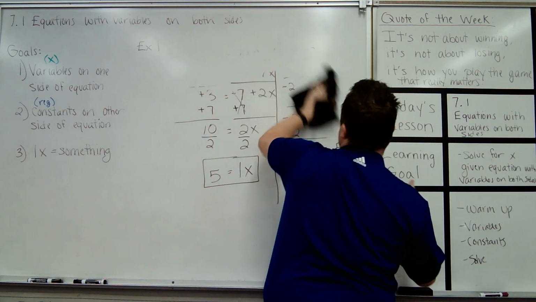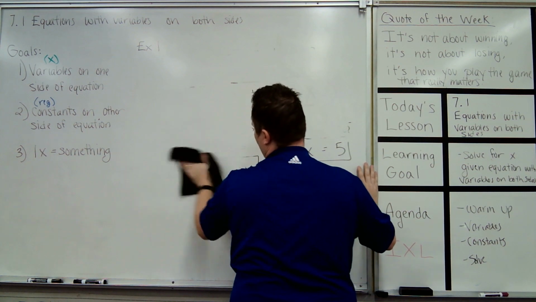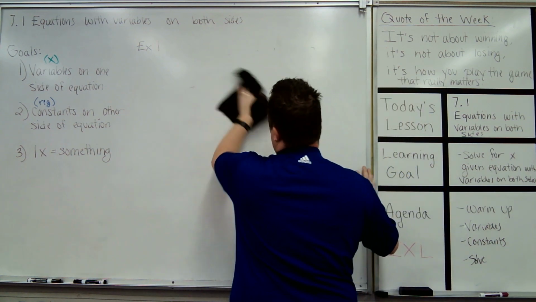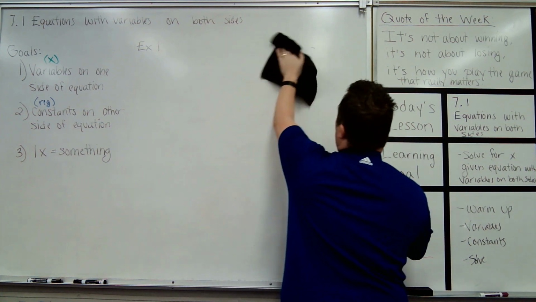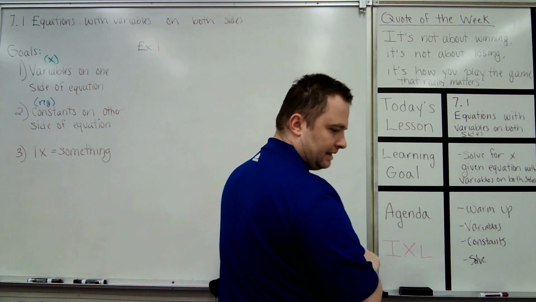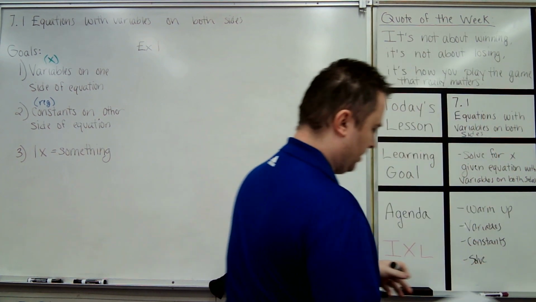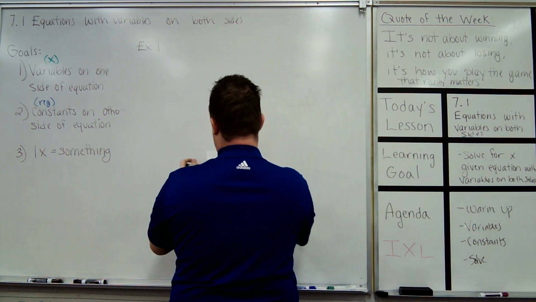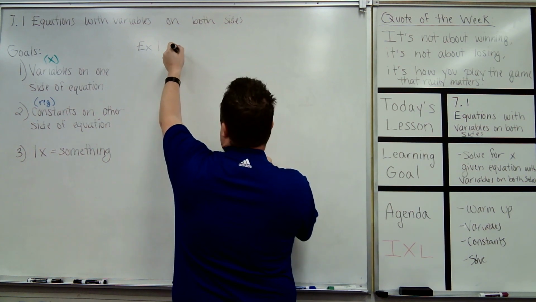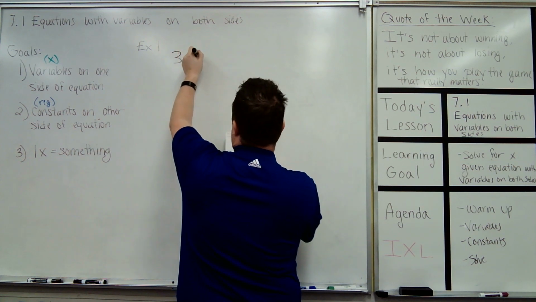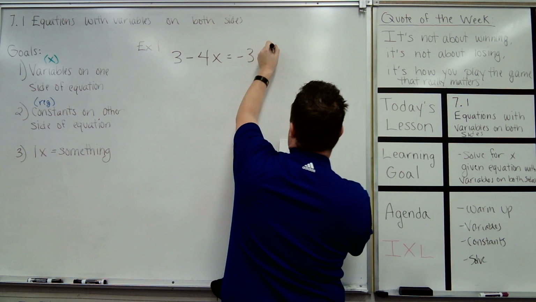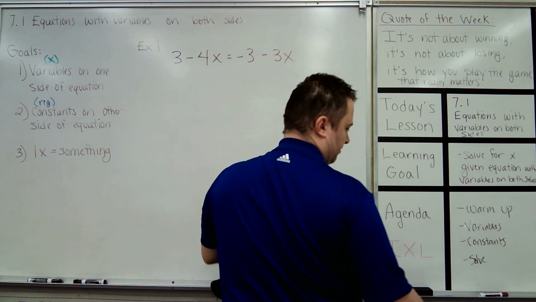And maybe we can move just a little bit faster because we don't have to explain each step. We just understand the goals of getting variables onto one side of the equation and getting our constants onto the other. So our next example will be 3 minus 4x is equal to negative 3 minus 3x.